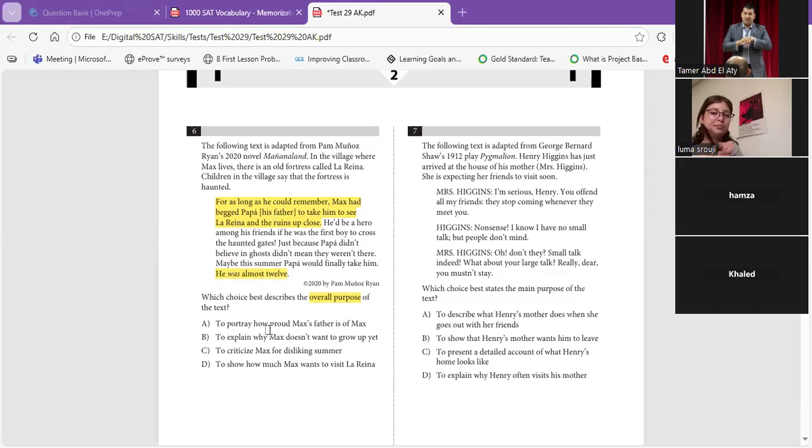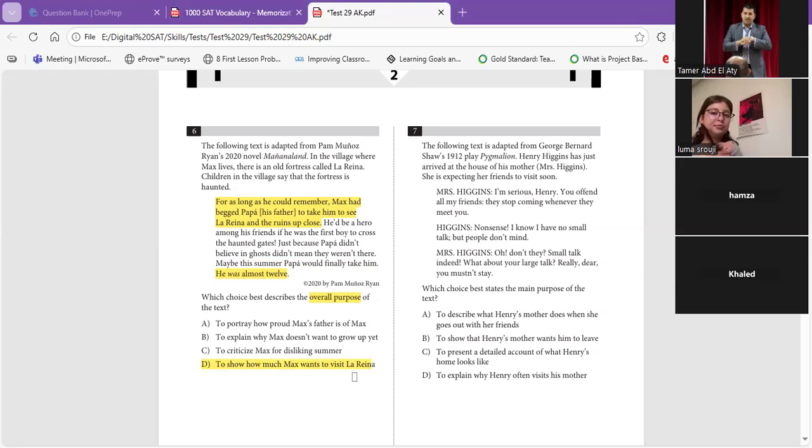To portray how proud Max's father is of Max? He doesn't talk about any kind of pride, for number 6 here. To explain why Max doesn't want to grow up yet? No, not even. To criticize Max for disliking summer? We didn't criticize him. To show how much Max wants to visit La Arena? Yes, yes, it's level 1 and from the beginning.